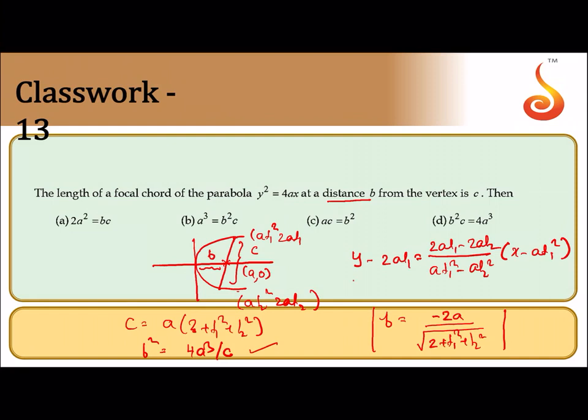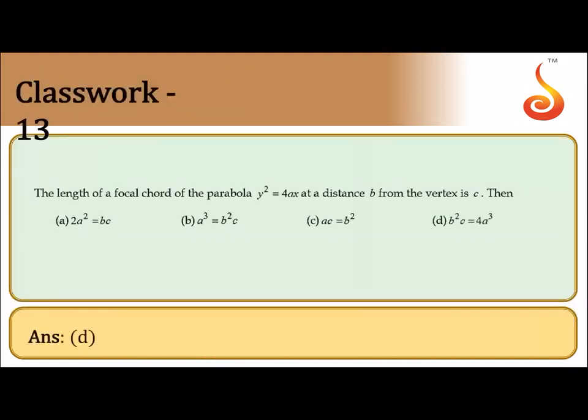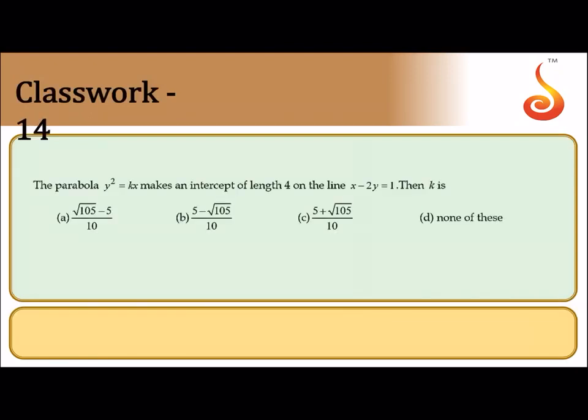This result comes. Normally they won't ask this type of big question, but the process is you have to find the equation of a focal chord, drop a perpendicular from the origin, and you get this equal to b given. You got a relation between b and a, and the length of a focal chord c is nothing but a into (2 plus t1 square plus t2 square), the distance between these two points, equal to c given. Using this result and this result, we get b square is equal to 4a cube by c. Option D is correct.